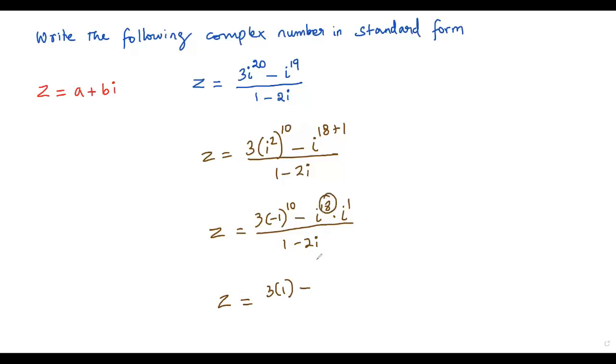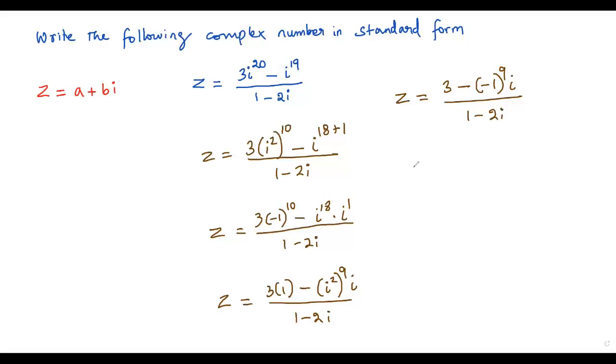And here 18 is an even number, so we can write i to the 18th power as i squared whole to the power 9. And this i to the first power is just i, divided by 1 - 2i. Now z is equal to 3 times 1 is 3, times (-1) to the power 9 times i over 1 - 2i.